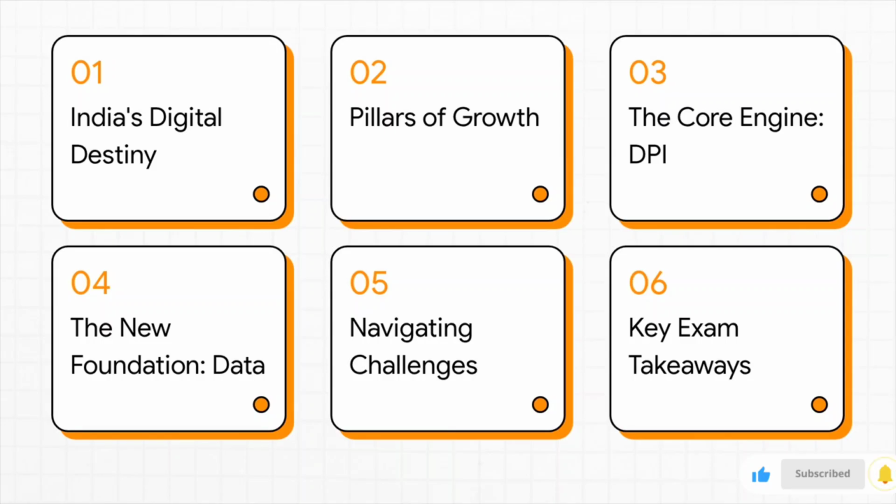So here's our game plan. We'll kick things off with the core vision, then look at the economic pillars. That's trade and remittances. After that, we'll get into the engine driving it all, the DPI, and the new foundation, which is data. Then, we'll tackle the challenges and wrap it all up with a rapid-fire summary of the key takeaways for your exams. Let's get into it.